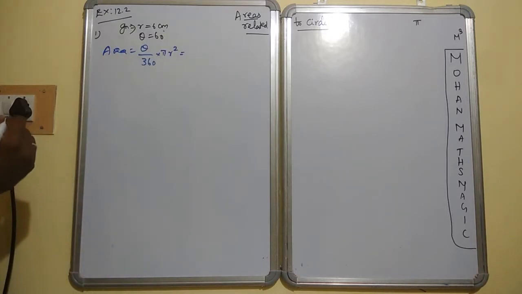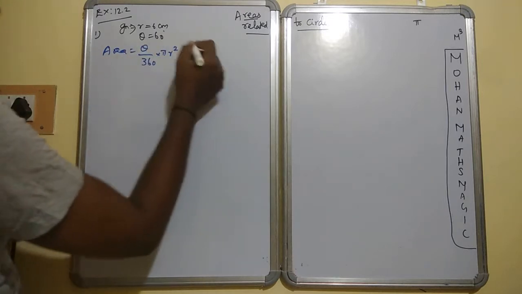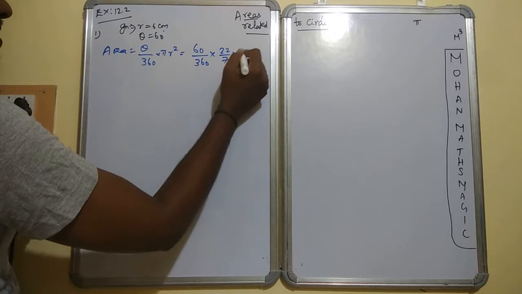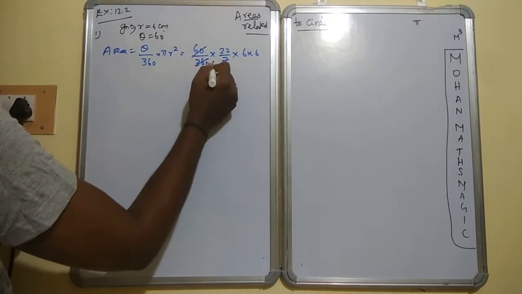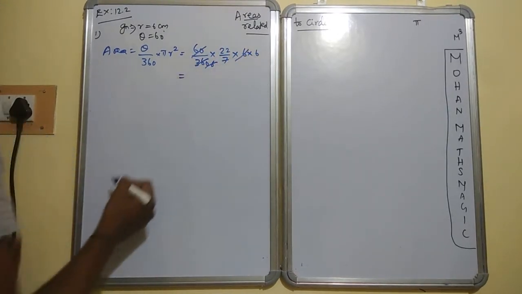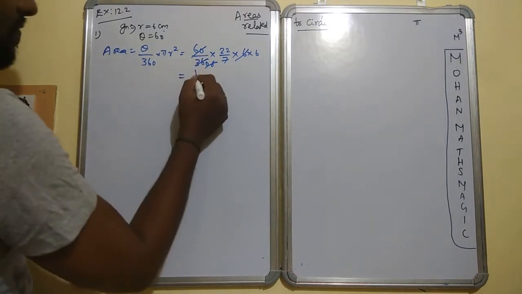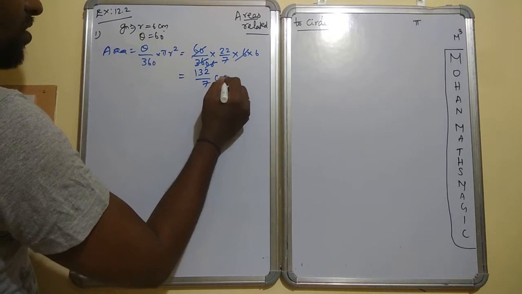What is meant by sector, segment, everything I gave in the introduction video itself. Theta 60 upon 360, the value of pi 22 upon 7, 6 times 6. So basic calculations, I got 132 upon 7. You can leave it in the fraction itself, no issues. They will give you the marks.